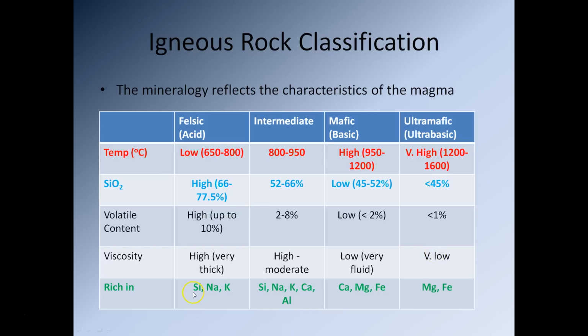And then, of course, as we've discussed, we have the general composition. So ultramafic magmas are very, very rich in magnesium and iron especially. Mafic magmas are very, very rich in calcium, magnesium, and iron. Intermediate magmas are rich in silicon, sodium, potassium, calcium, and aluminum. And felsic magmas are rich in silicon, sodium, and potassium. And of course, that will directly affect what minerals form when these 4 types of magma cool.